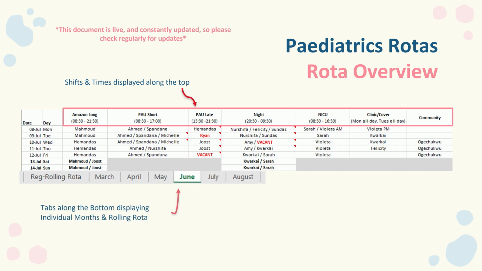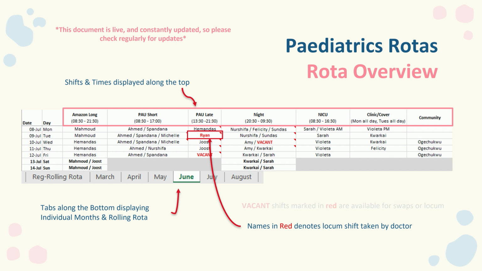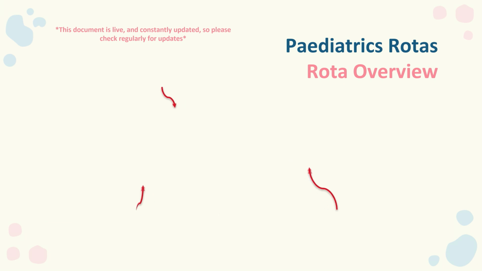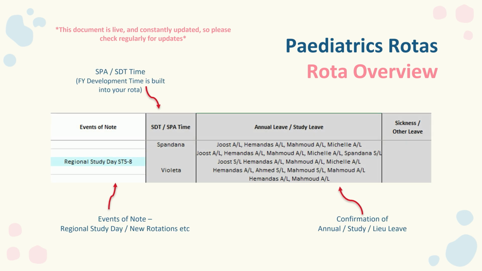Along the bottom of the screen, you will find the tabs denoting the months and also access to the non-live rolling rota. Any vacant shifts, because of less than full-time working, study leave, etc., will be denoted in red and available for locum. We will touch on locum shifts a little later on. If a locum shift has been taken, then the person's name will appear in red. We also have sections for events of note, deanery days, doctors' forums, etc. that may be of interest to you or the department.